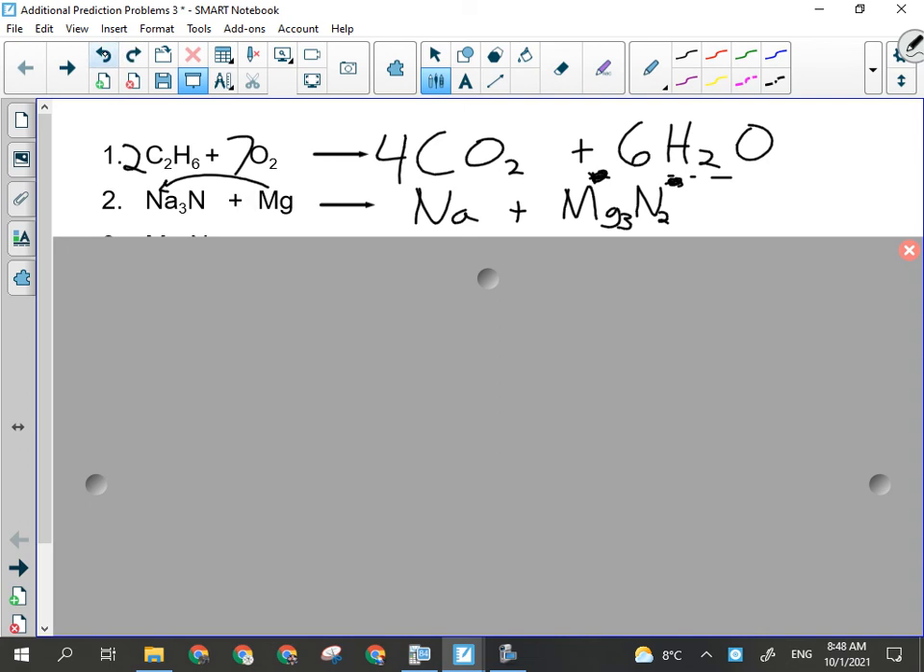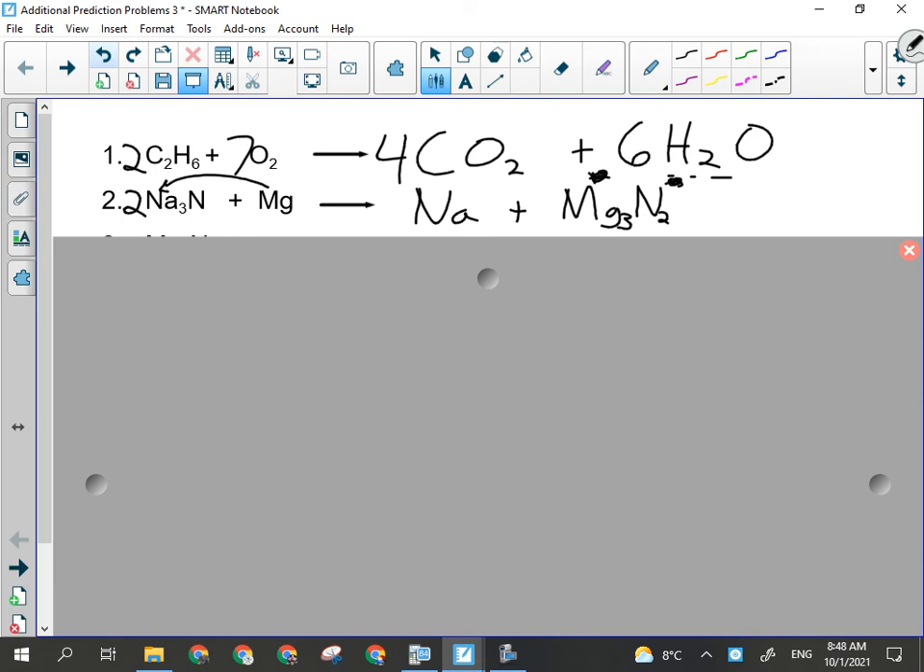It usually happens if nitrogen's involved. It's just one of those that's a troublemaker. Nitrogen and oxygen are like the 2 troublemakers of the chemistry world. They make everything difficult. All right, so I'm going to start with nitrogen. There's 2 over here, and there's only 1 here. So I'm going to put a 2 in front of this.